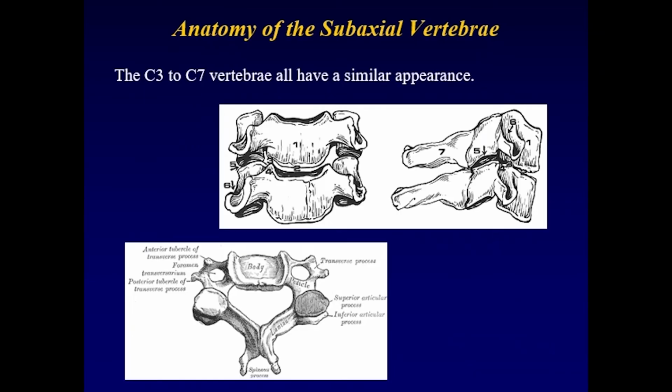The subaxial vertebrae from C3 to C7 all have a similar appearance. They all have a body, a pedicle on either side, a transverse process in which the foramen for the vertebral artery is enclosed, superior and inferior articular processes, a lamina, and a spinous process.